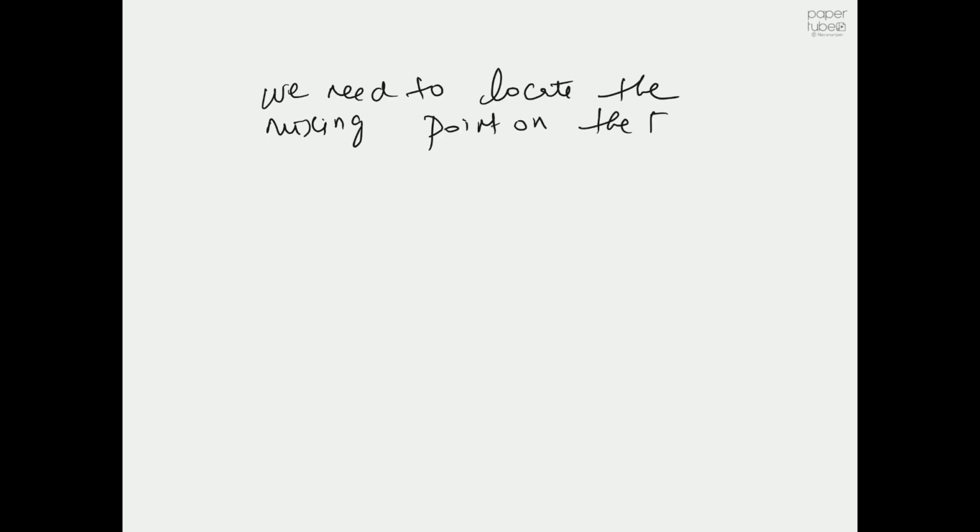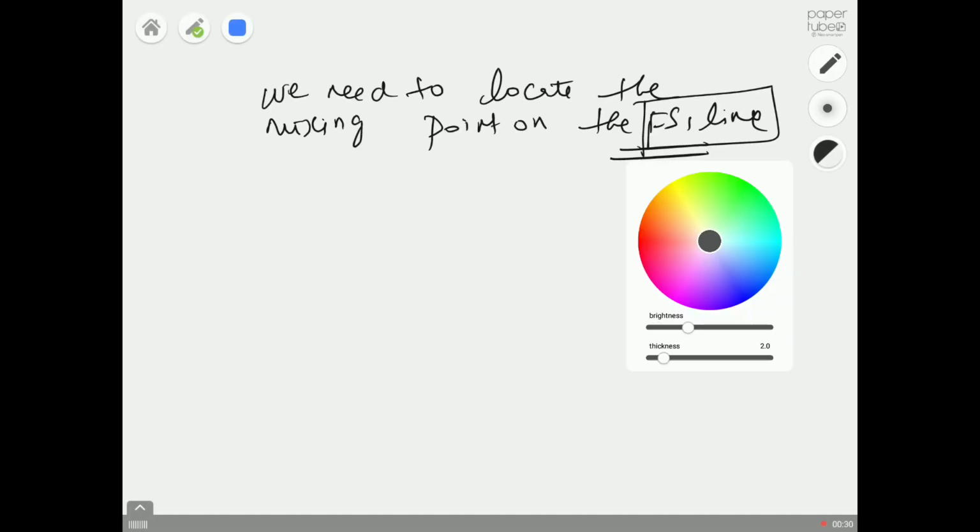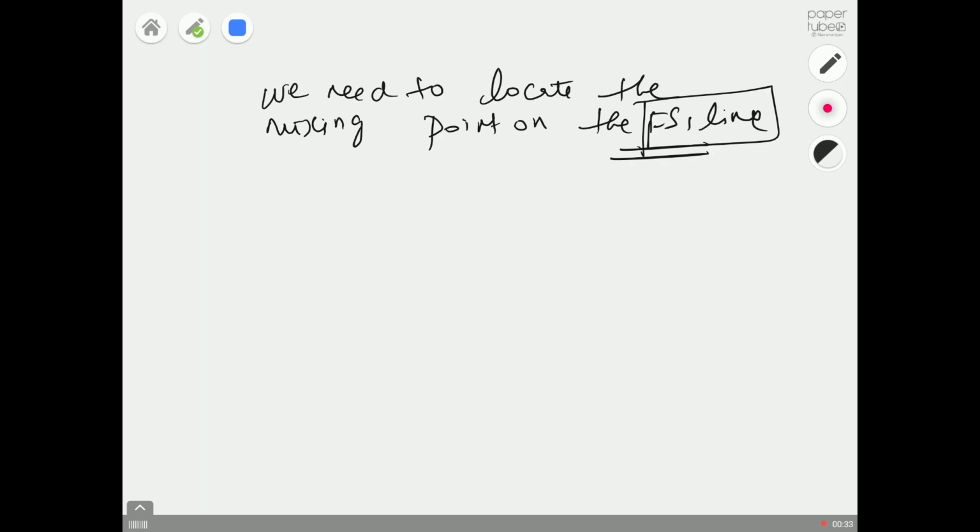What we are going to do is identify the mixing point. So we need to locate the mixing point on the FS1 line. We already showed you on the Excel sheet how to get this FS1 line, so it's a very easy thing to do. Let's try to solve this one. It's not tough. I hope you all remember the mass balance expression.